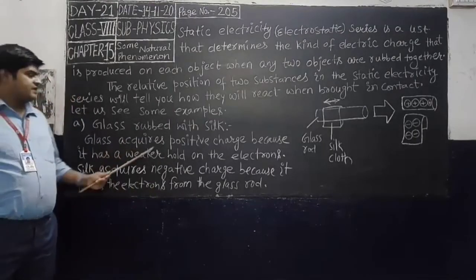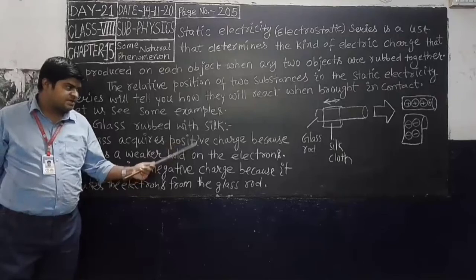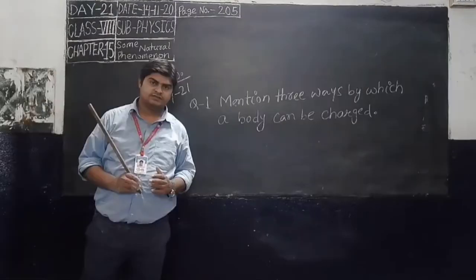Glass acquires positive charge because it has a weaker hold on the electrons. Its capacity to hold electrons is weak, so electrons move from the glass rod and it becomes positive. Silk acquires negative charge because it takes electrons from the glass rod. When you rub the glass rod with silk, electrons move from glass rod to silk, so silk becomes negative and glass becomes positive.